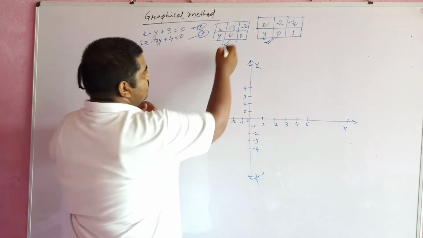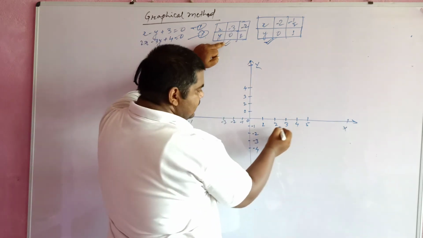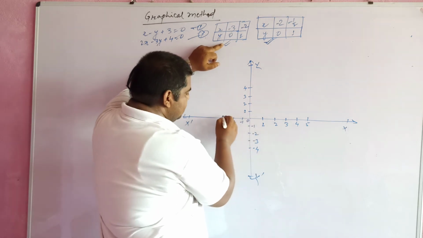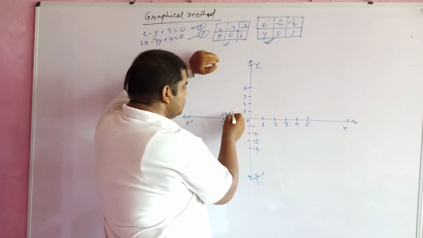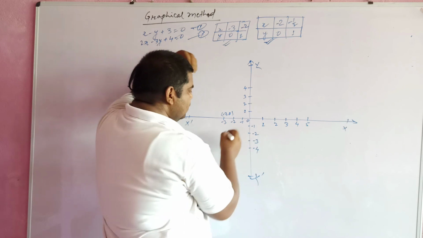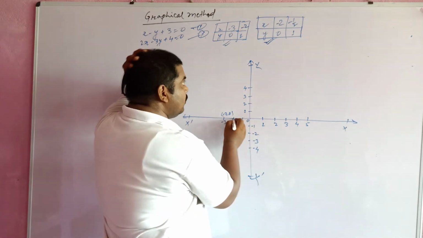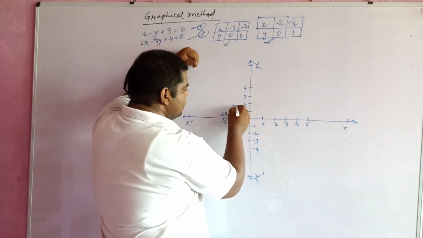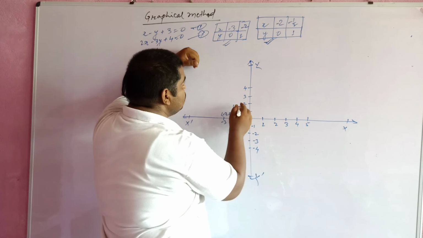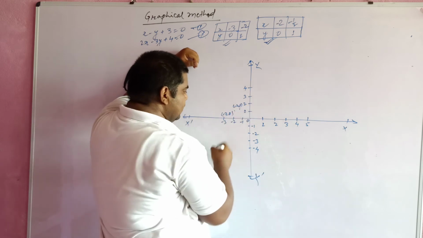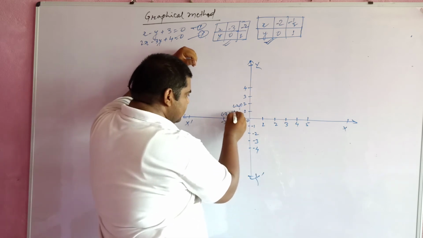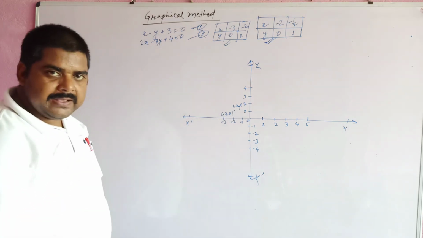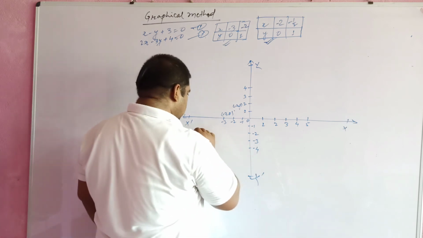Minus 3, 0. Minus 3, 0: the value of x is minus 3 and the value of y is 0, so it is located here. The second one is minus 2, 1: the value of x is minus 2 and the value of y is 1. So on graph paper you have to write down here minus 2 and 1. And after that, when you have to represent these two points, then with the help of a scale, you have to draw the line.